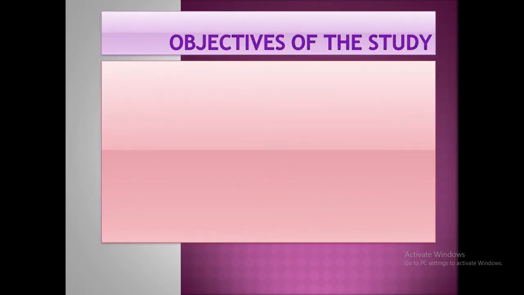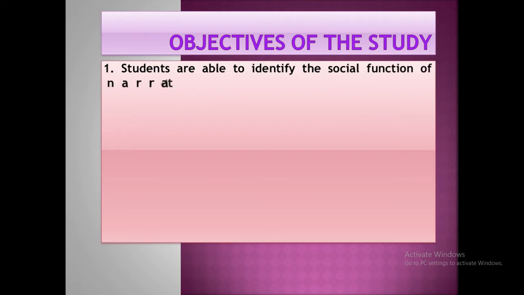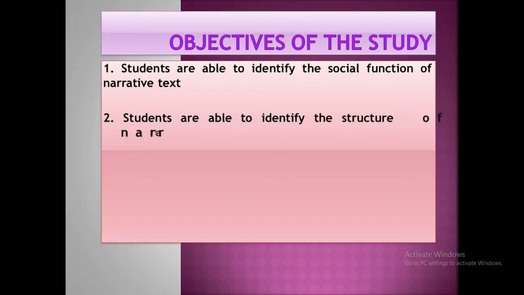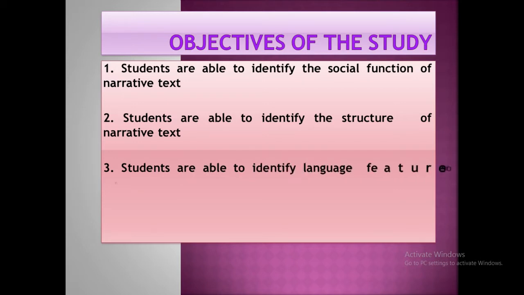Objectives of the study. First, students are able to identify the social function of narrative text. Second, students are able to identify the structure of narrative text. Third, students are able to identify language features of narrative text.